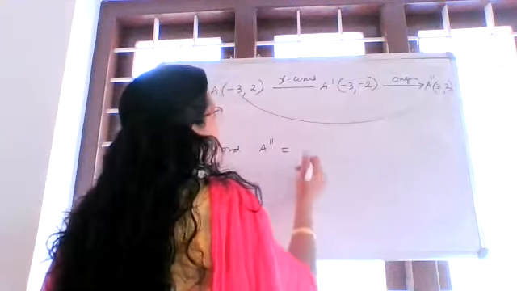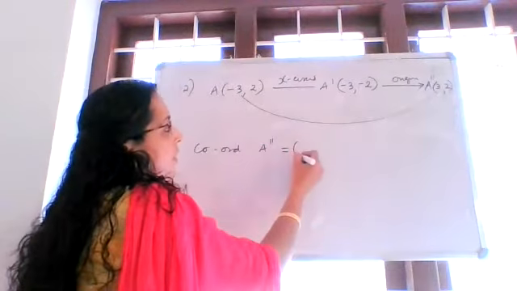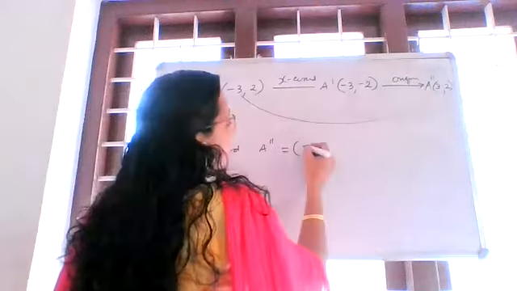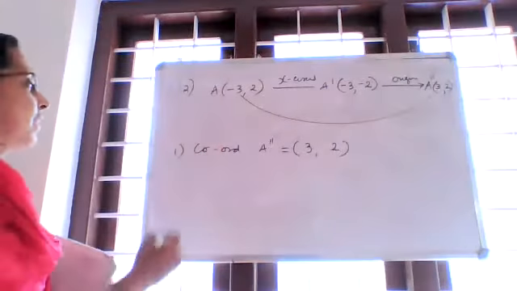Okay. Then the first question is the coordinates of A double dash. What about the coordinates of A double dash? Answer: 3, 2. That is our first part. Then second part what?